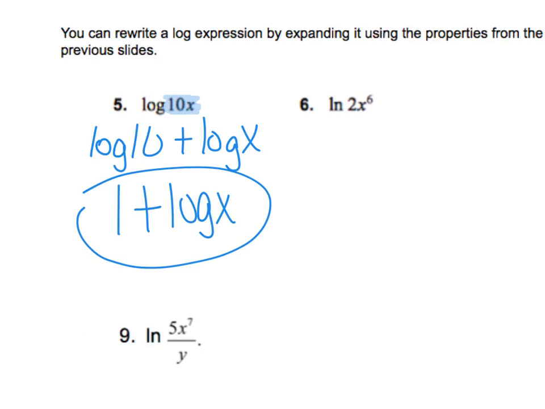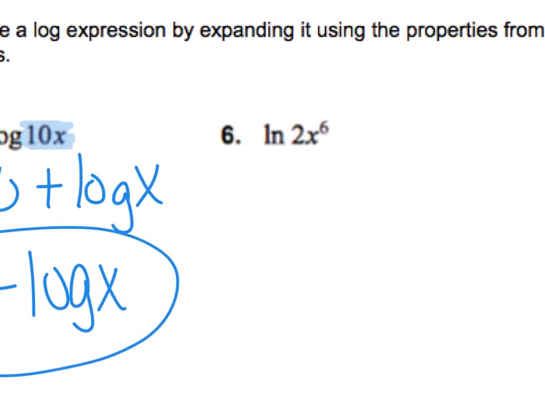If you're looking at the second one, it's a natural log, but it follows the same rules. The properties are the same for natural logs as they are for logs. One thing that you should note about this is the natural log of 2x to the 6th is the natural log of 2 times x to the 6th. The 6 only applies to the x. It doesn't apply to the 2 also.